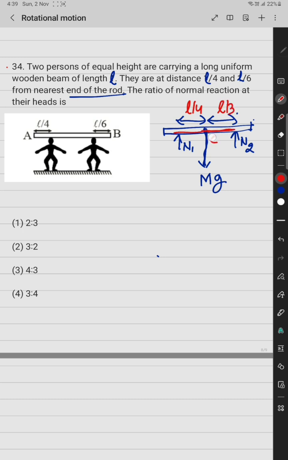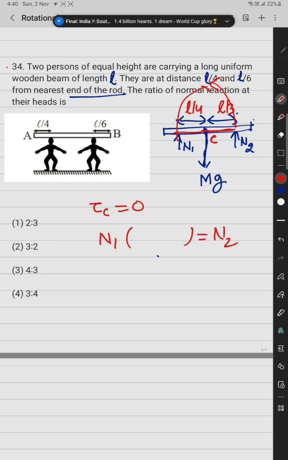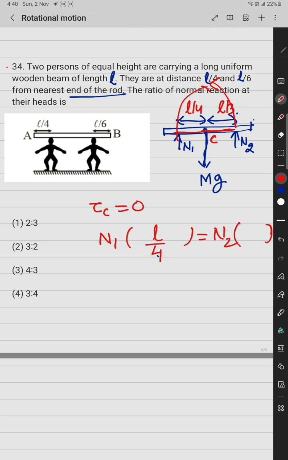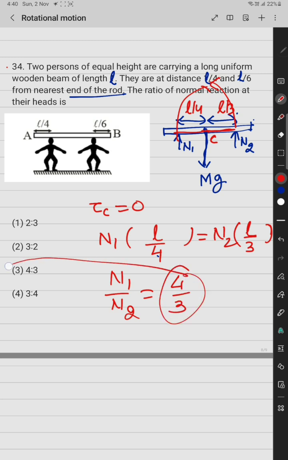Then we take torque about point C, and that will be 0. So the torque due to N1 is equal to the torque due to N2, because one is clockwise and the other anticlockwise, so both cancel. The perpendicular distances of N1 and N2 from C are L by 4 and L by 3. So N1 by N2 is simply 4 by 3. So the correct option is the third one.